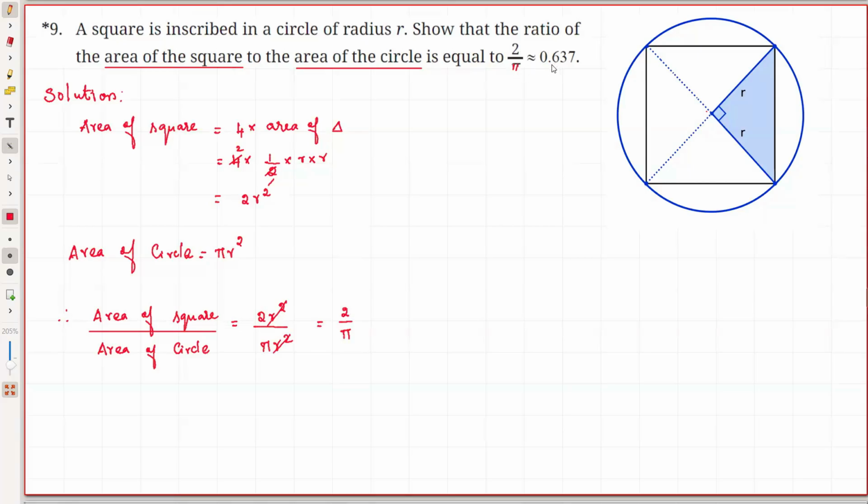So if you want to get this answer, you have to take the pi value as 3.14. So approximately we'll be getting 0.637. Okay, so we got the proof. So we can write, this is approximately equal to 0.637. Hence proved.